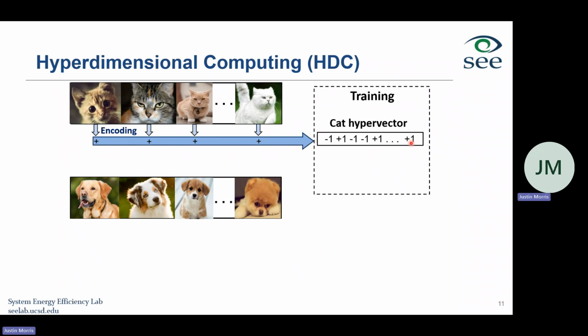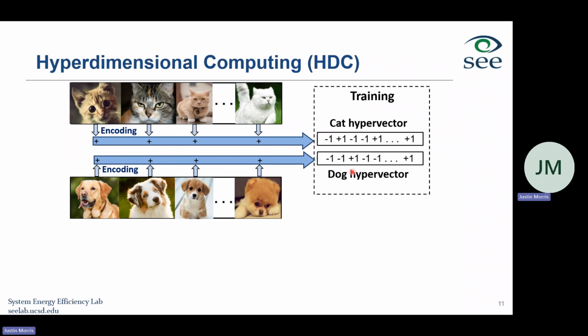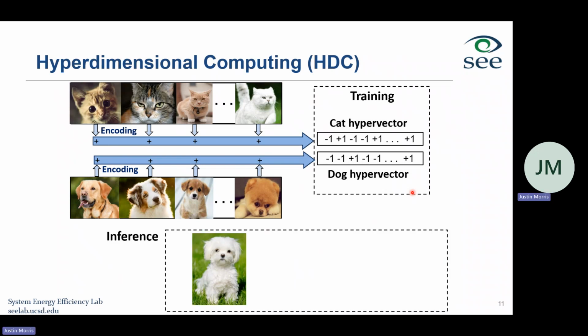We can do the same thing with dogs. Right? Encode them all, bundle them all up. Now we have a class hypervector representing dogs. Right? And then for inference, we get this new picture that we've never seen before. We encode it with the same encoding as before.